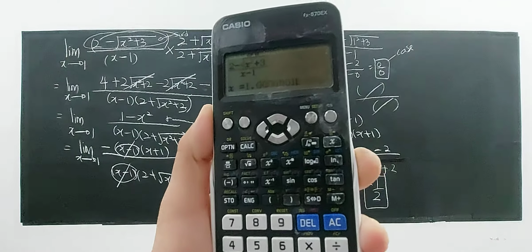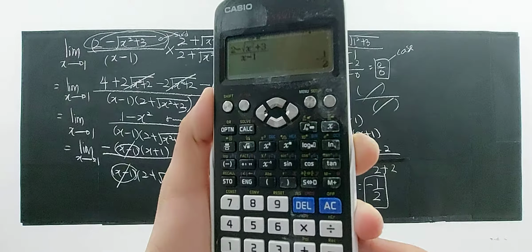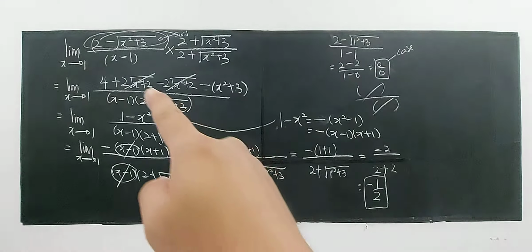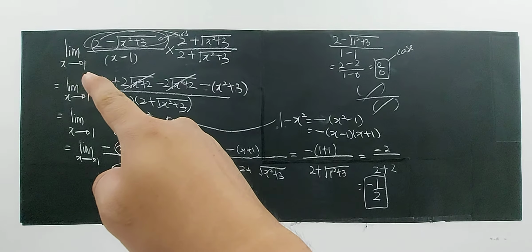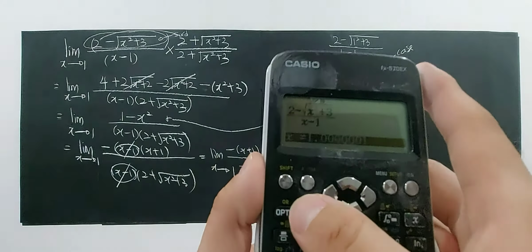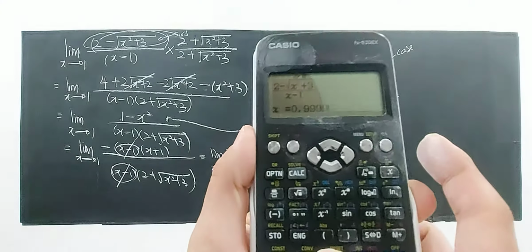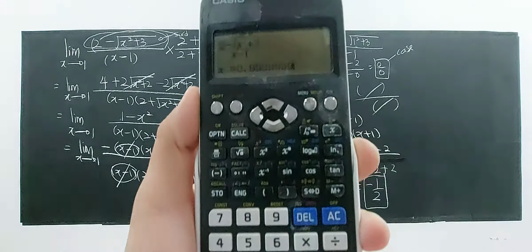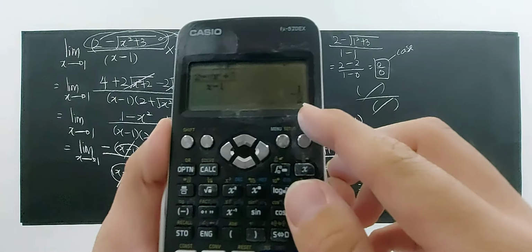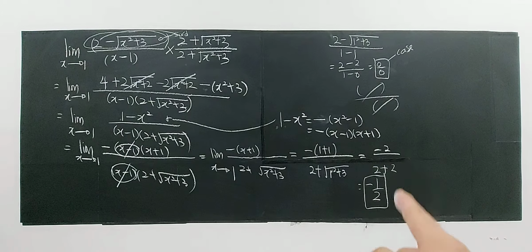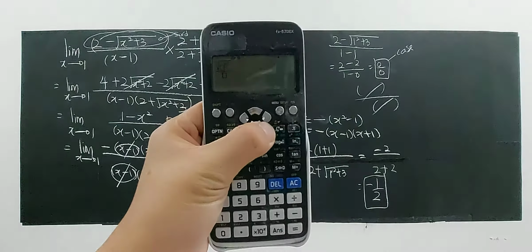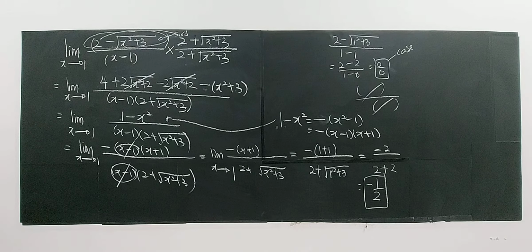1.0001, any number that is near to 1. So you get negative 1 over 2. Or you can key in 0.9999, a number very near to 1. You are still getting negative 1 over 2 as your answer. So try to make use of this calculator. Okay, that's all for this type of limits.